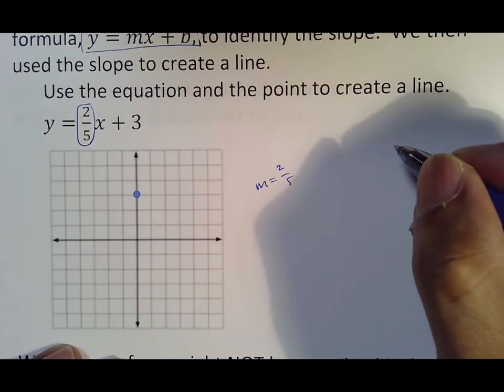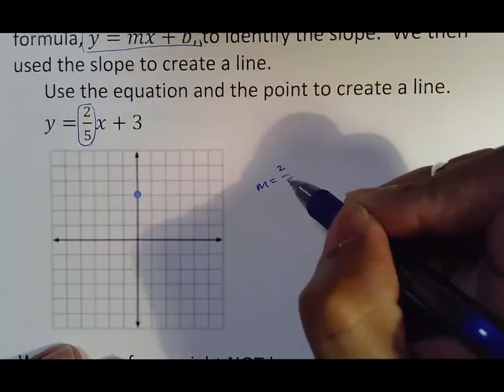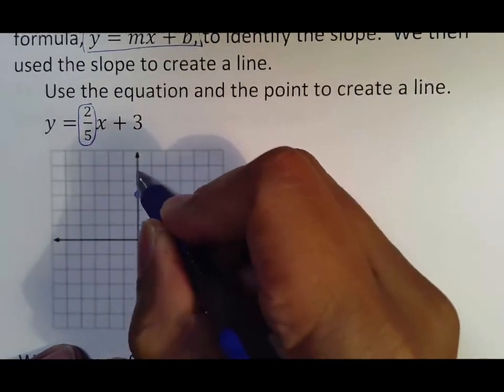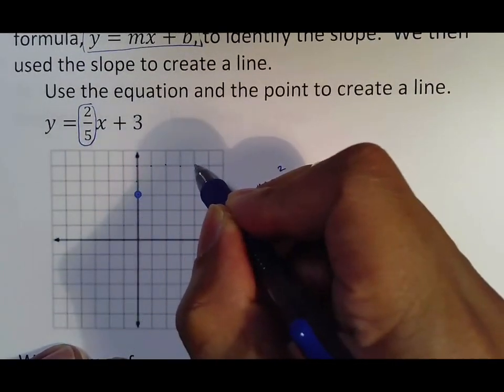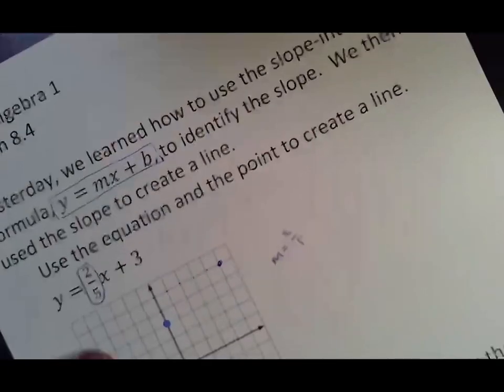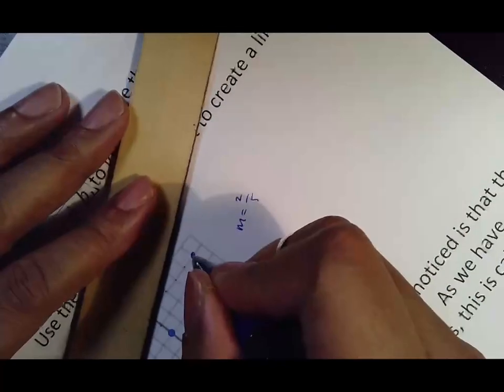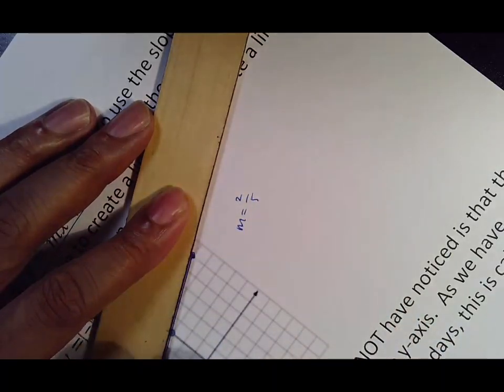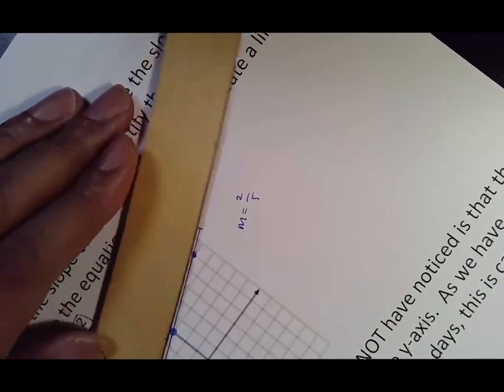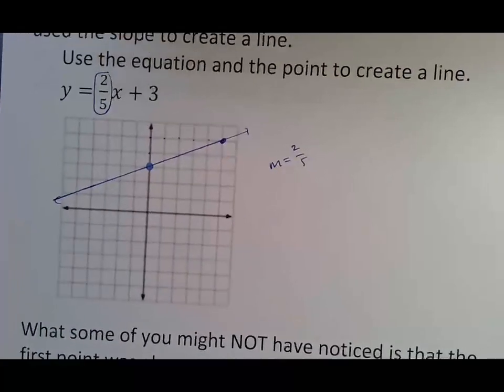is 2/5. And then we would go to the point and use this to say, okay, let's go up 2 and over 1, 2, 3, 4, 5. And then from there, you just connect those 2 points with a ruler. Have to use a ruler. Otherwise, it doesn't look right. And then everything else is good.